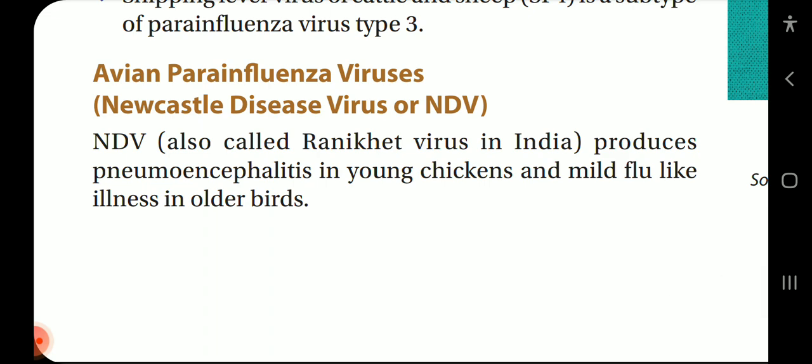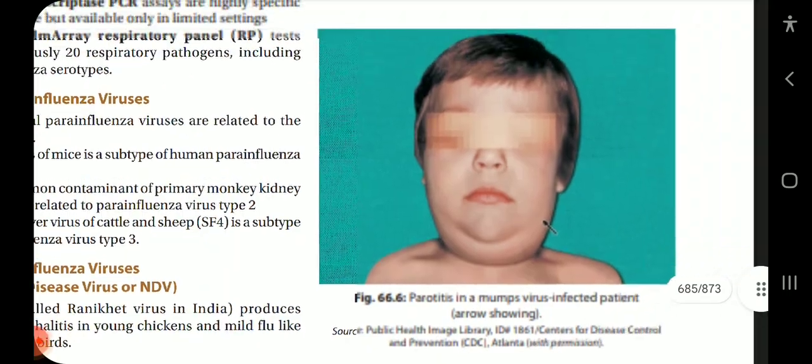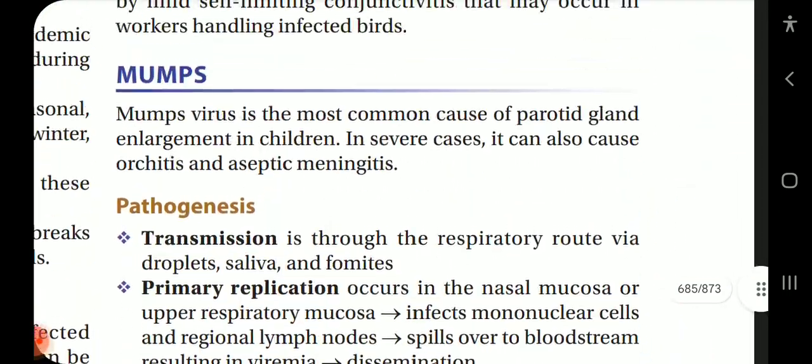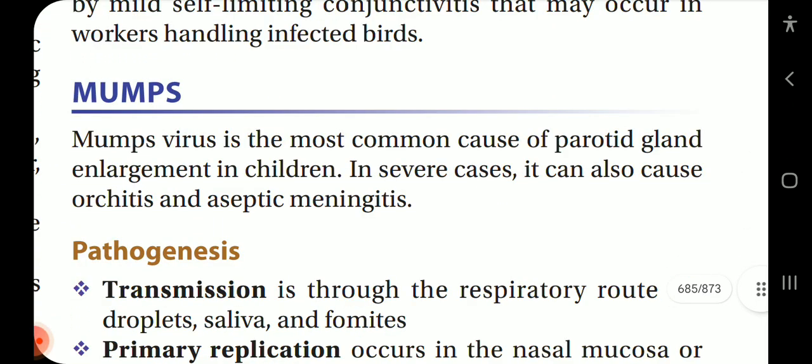Avian parainfluenza virus, Newcastle disease virus or NDV. NDV, also called Ranikhet virus in India, produces pneumoencephalitis in young chickens and mild flu-like illness in older birds. Human infection is rare and occupational, characterized by self-limiting conjunctivitis that may occur in workers handling infected birds. So this completes parainfluenza virus.